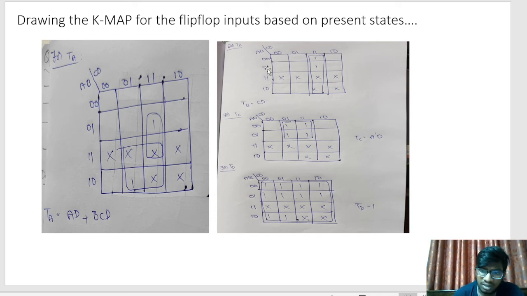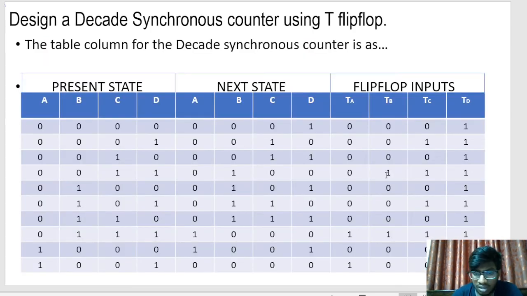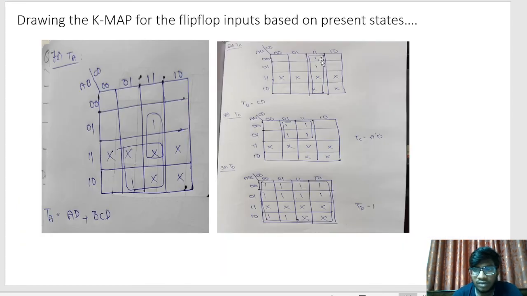Similarly, writing the same K-map for TB, TC, and TD, they are different. For TB, the output is 1 at 3 and 7. So considering all these, we will get TB as CD, TC as A bar D, and TD as logic 1. So we completed writing the K-maps. Each and every flip-flop input is represented in the form of a function, that is, in the form of the present state.